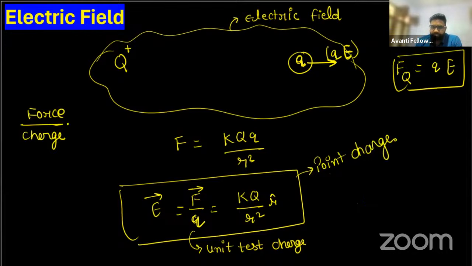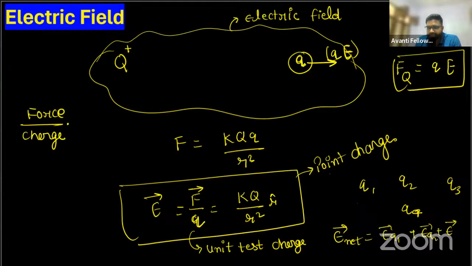ठीक है? Suppose there are multiple charges present in the system. So what is the electric field? Electric field E net is given by E of Q1 plus E of Q2 plus E of Q3 plus E of Q4. This is the vector sum. ठीक है ना? Similar way में you can add the forces also. ठीक है?